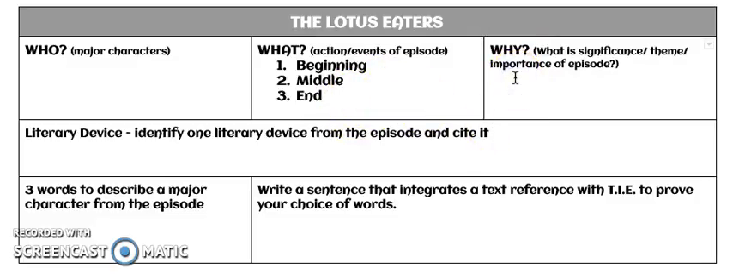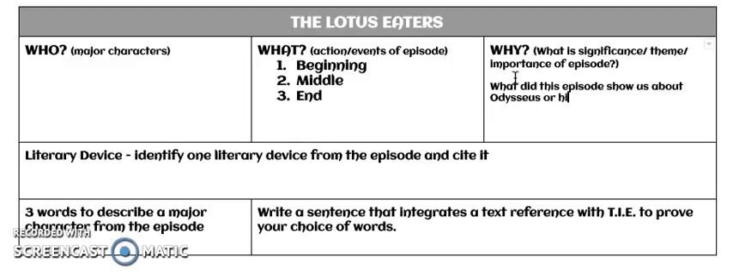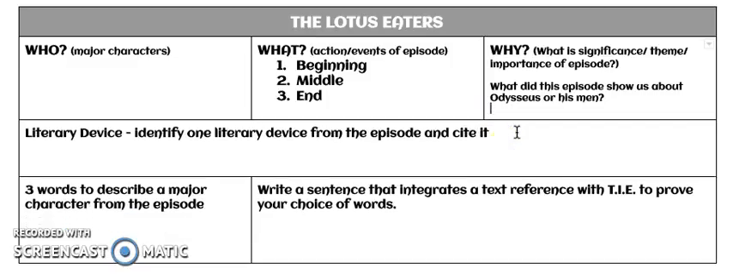For this one, I want you to think about what is the importance of this episode. What did this episode show us about Odysseus or his men? Okay, that's what you can put into that box.